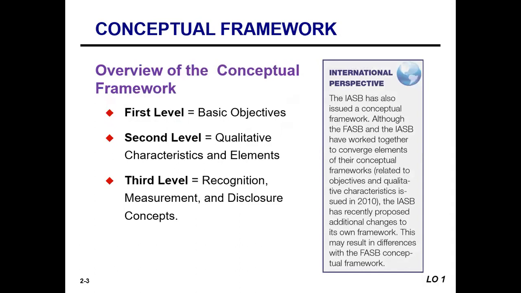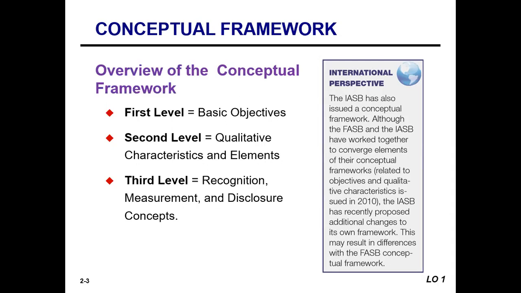So we've got 3 levels in the framework, and we're about to see the framework, which is first shown in chapter 2 on page 40 of your textbook. So on page 40 of your textbook, it shows you this overview of the conceptual framework. And basically we have 3 levels. So the first level, or the bottom of the hierarchy, is our basic objective.